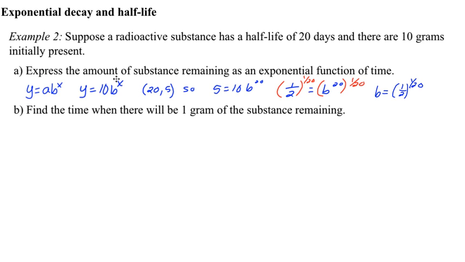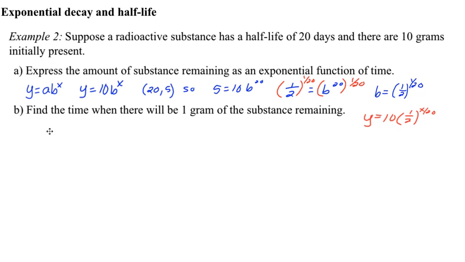Now we can plug that back into y equals 10 times b to the x, replacing b. So we get y equals 10 times 1/2 to the 1/20th, all to the x power. Multiplying the exponents, we would get x over 20. So that's where that comes from, and that is actually our equation. Part B says find the time when there will be 1 gram of substance remaining.